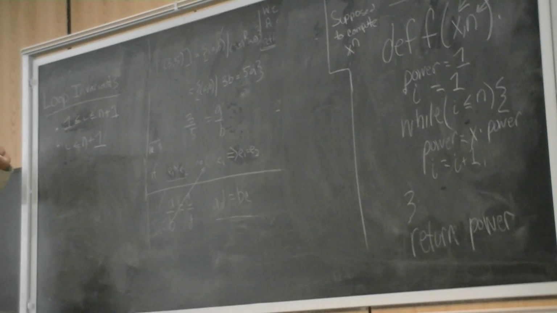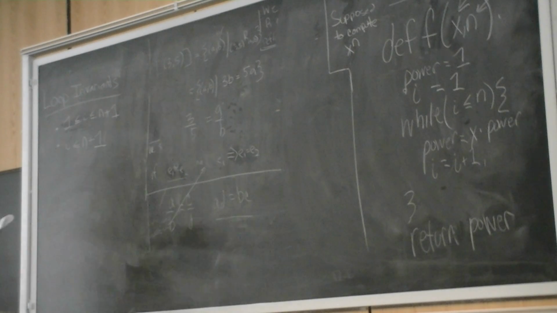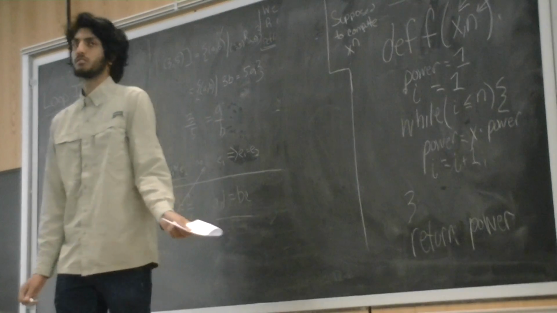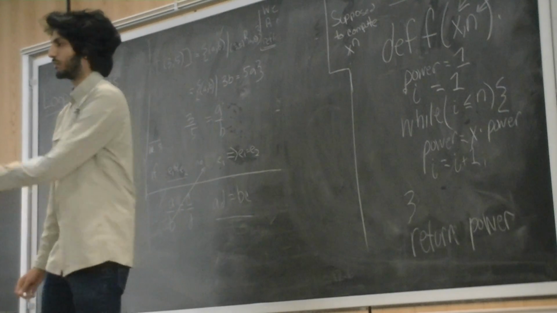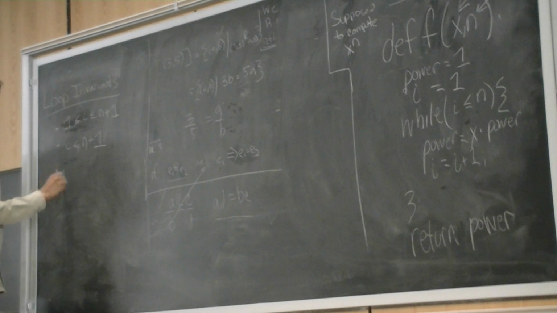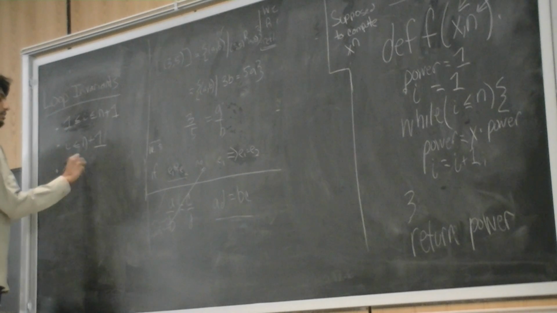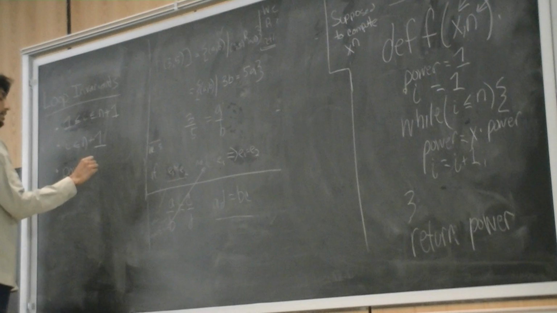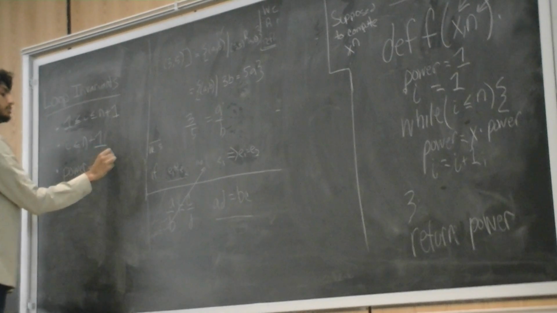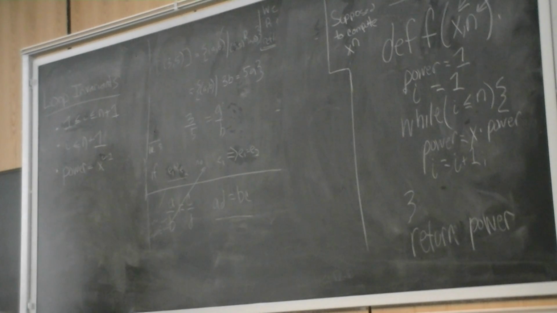Okay. Now, these are good loop invariants, and they're important to the correctness of this code, but they're not good enough to show that this actually computes the power. So does anybody have another idea of what a loop invariant would be? We could use power equals x to the i minus 1. Yes, good. So he says power is equal to x to the i minus 1.